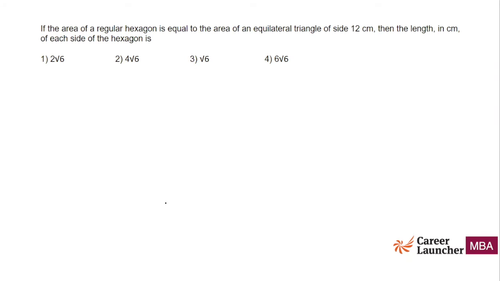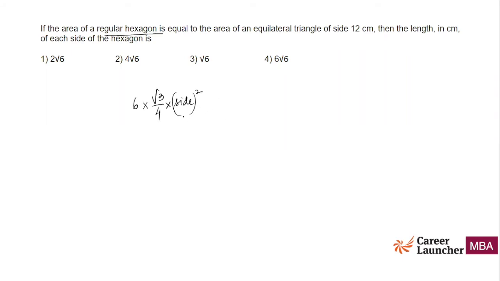If the area of a regular hexagon is equal to the area of an equilateral triangle of side 12 centimeter, then the length of each side of the hexagon is? Well, it's a very straightforward question, right? A regular hexagon area is given as √3/4 times side square, which is the area of one equilateral triangle, into 6.